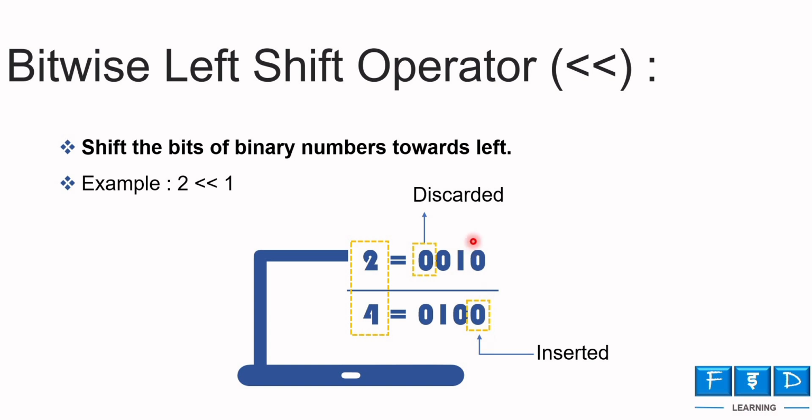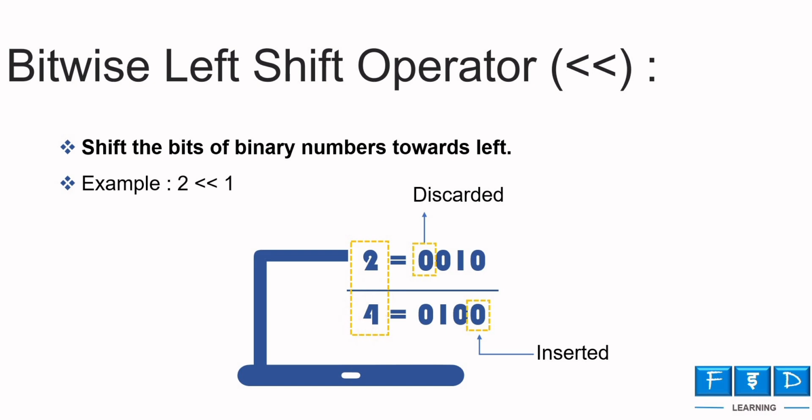So it means during this left shift operator, the first digit is discarded so that the last digit becomes vacant and that vacant digit is filled with 0. So zeros are filled in on the right as the bits are shifted left. The binary representation of 2 is 0010, and shifting the bits left by one position results in 0100, which is 4 in decimal.